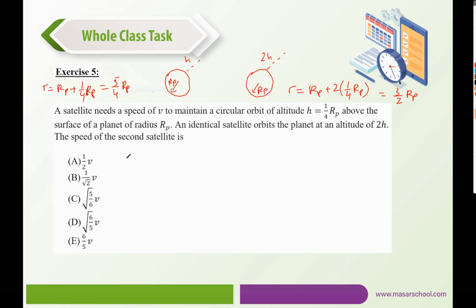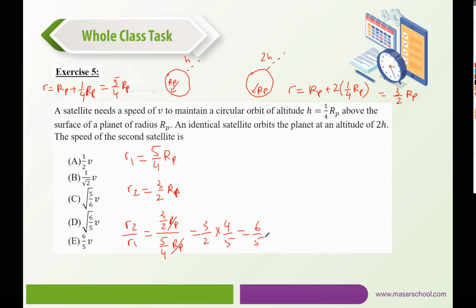Then the previous separation distance is given by 5 over 4 RP, and the new separation distance is given by 3 over 2 RP. Now, why is this important? Because if we do r2 over r1, that would be 3 over 2 RP divided by 5 over 4 RP, which is 3 over 2 times 4 over 5, and that would be 6 over 5. Then r changes by a factor of 6 over 5.